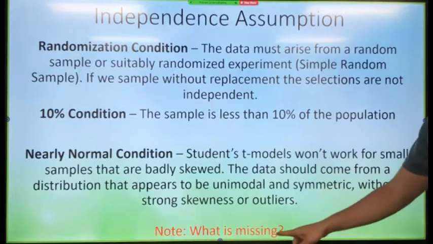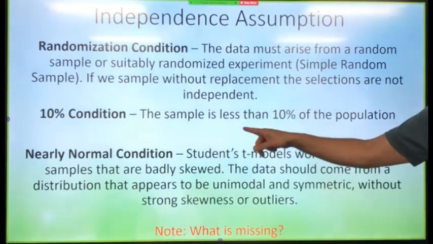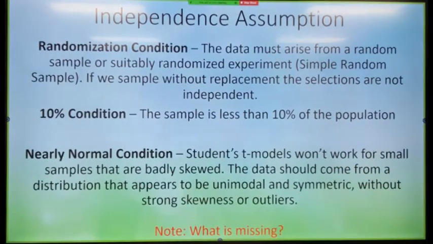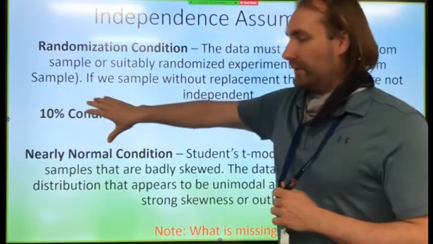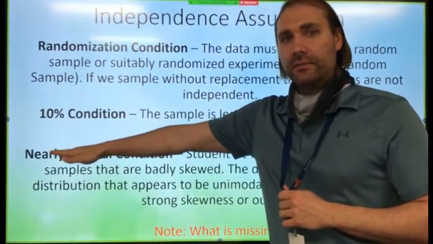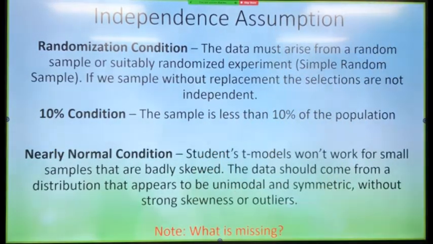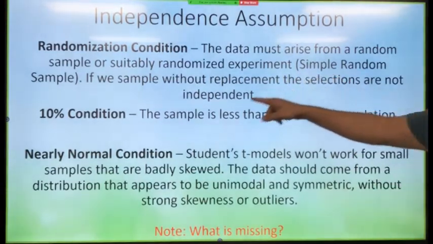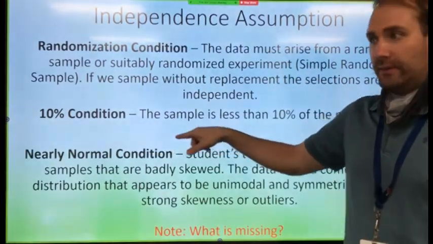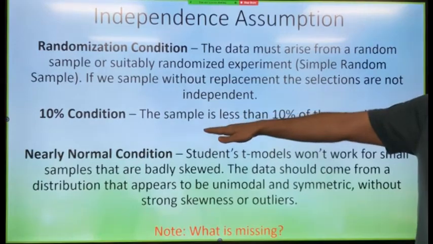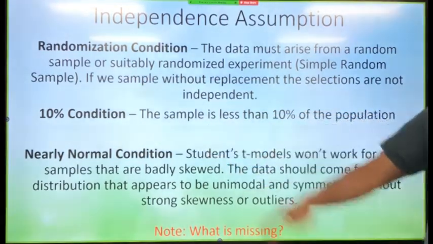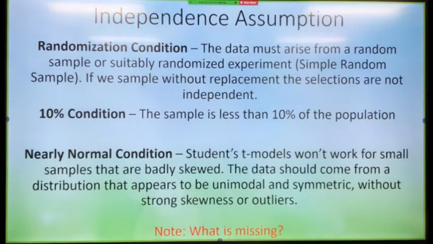Note what's missing. We are talking about t-test, so that's a hint there instead of the z-value. It was randomization, 10% condition, and there was something else that we normally do. The success failure, yes. It must have more than 10, right? More than 30 samples. Well, since we're doing the t-test, you can have less than 30 samples. So that's why that's missing. Your sample size can be small.